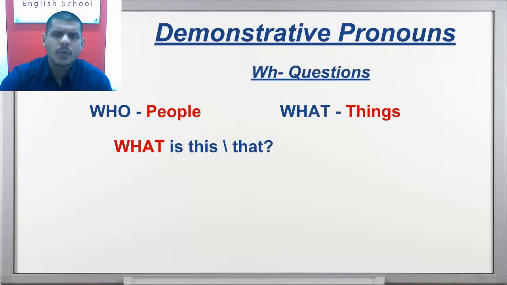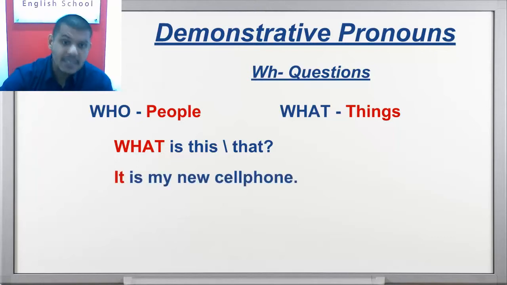What is this? What is that? Okay, remember, singular, so is, this, is, that. What is this? What is that? It is my new cell phone, right? So, in the singular, I use it. It is my new cell phone, okay?